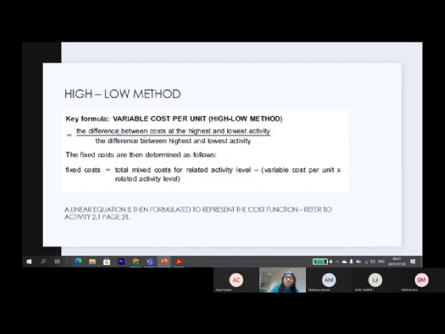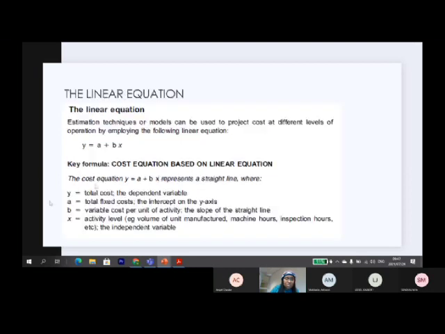So you have your highest cost that goes with your highest unit, level of activity, then the lowest cost with the lowest activity. Then the fixed costs are determined as follows. Remember, fixed cost in your linear equation is your A, right? So high-low is going to help me solve B. I would have my variable cost per unit. Then I need to get A, remember.